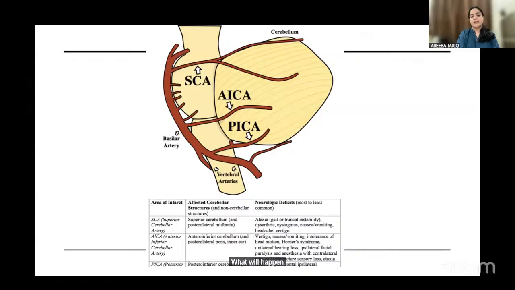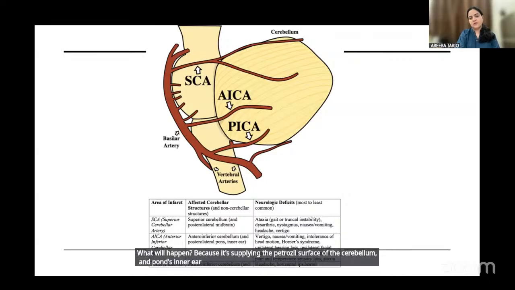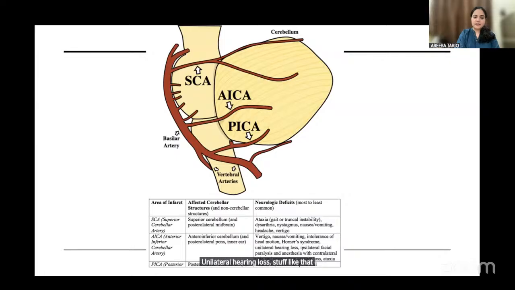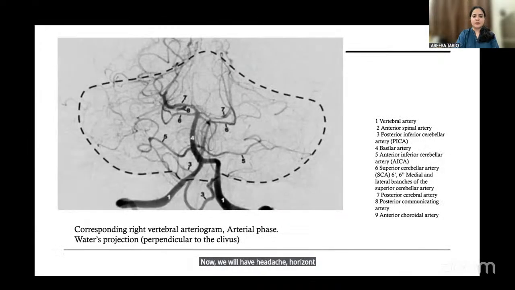Because it's supplying the petrosal surface of the cerebellum and pons and inner ear structures, we will have vertigo, nausea, vomiting, Horner syndrome, unilateral hearing loss, stuff like that, and ataxia. What will happen if PICA is blocked? Now we will have headache, horizontal, ipsilateral nystagmus.